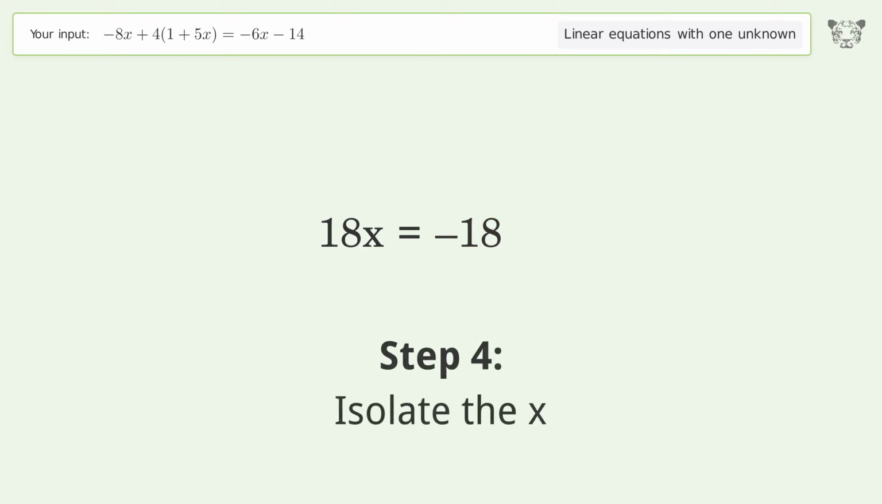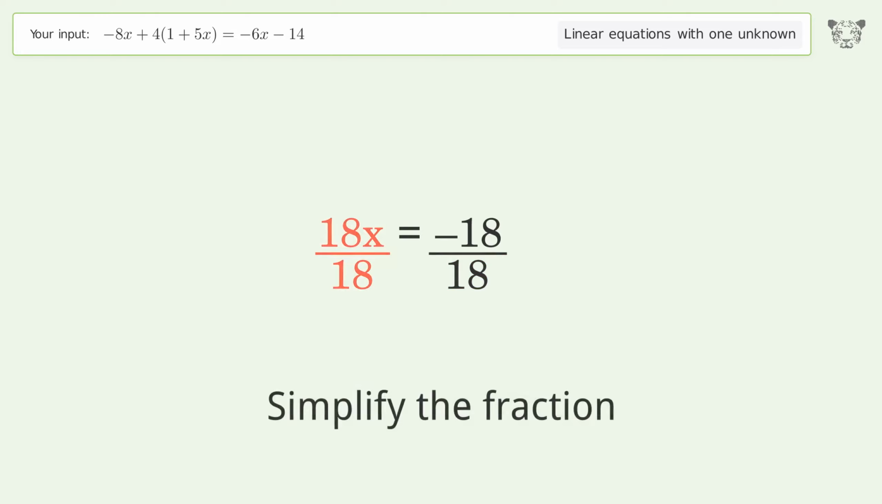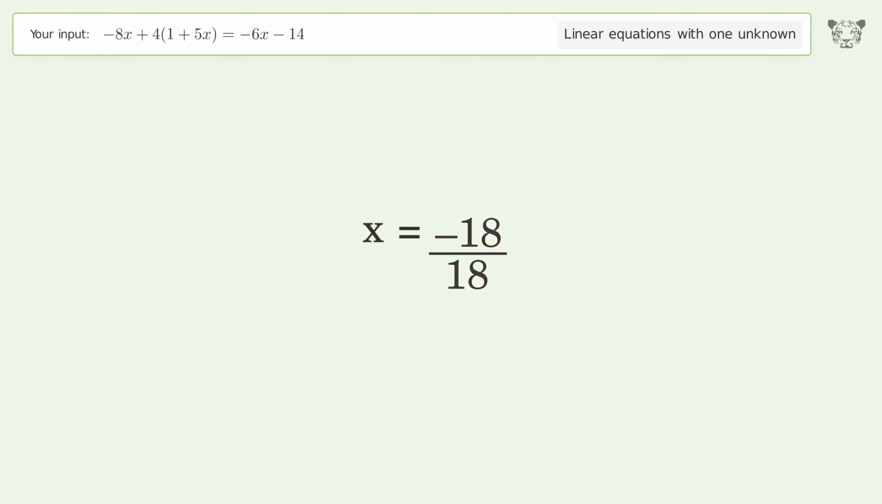Isolate the x. Divide both sides by 18. Simplify the fraction. And so the final result is x equals -1.